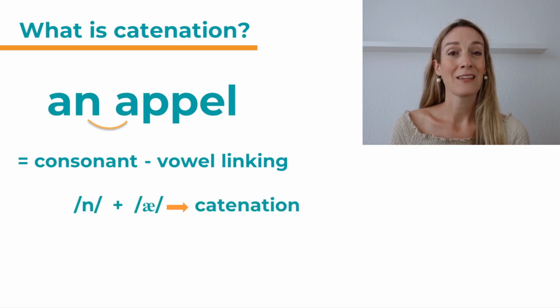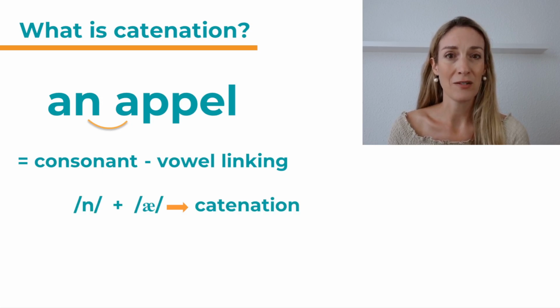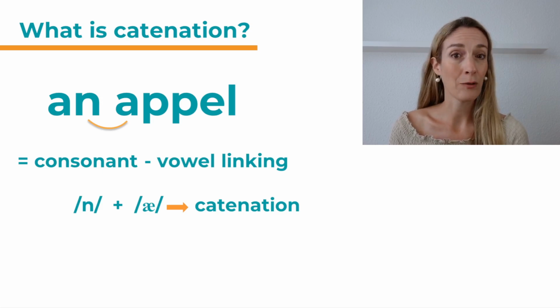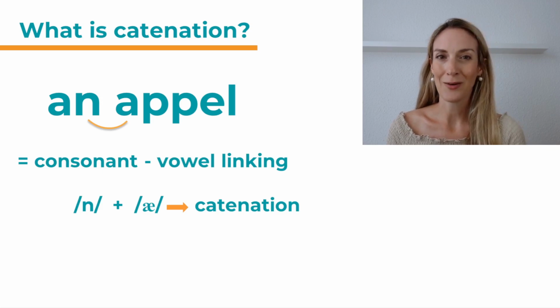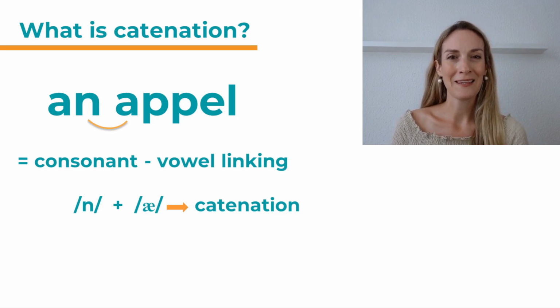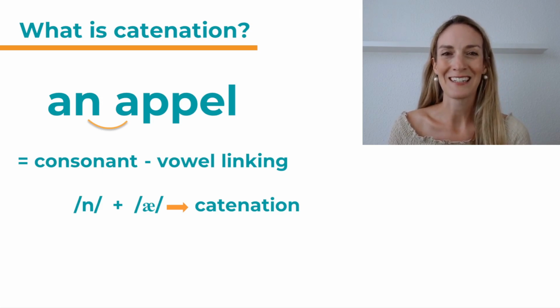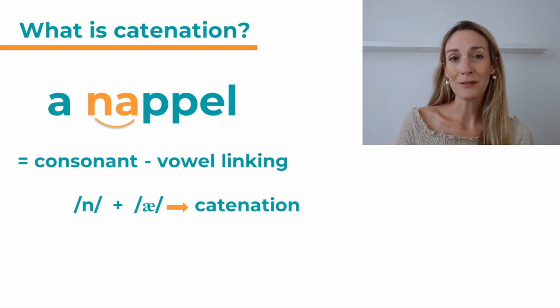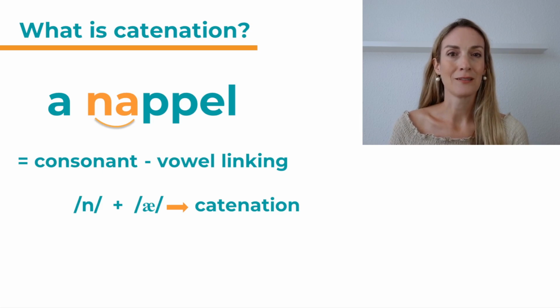We have the last sound of the first word, a consonant, and it's joining with the next sound, a vowel from the following word. Wherever we have a consonant and a vowel across a word boundary, we link them together, and that's what catenation is all about. So instead of an apple, we have an apple, an apple. It might even sound to you like one word instead of two.